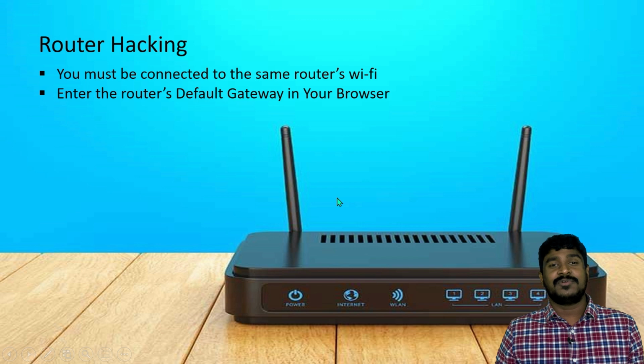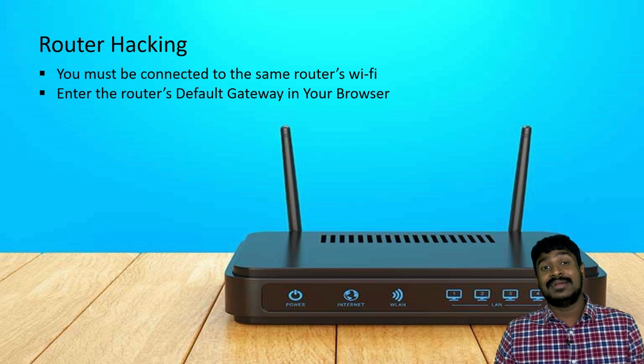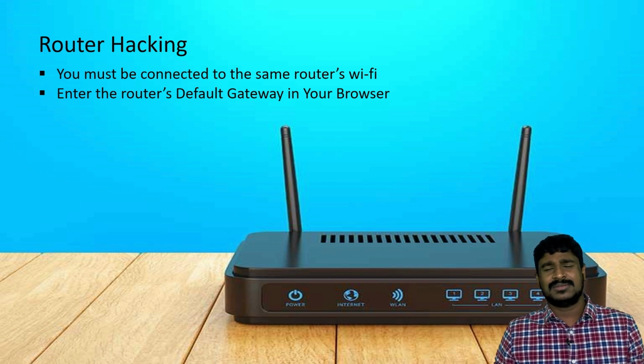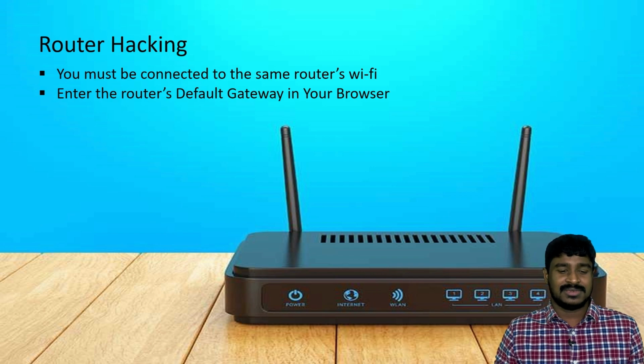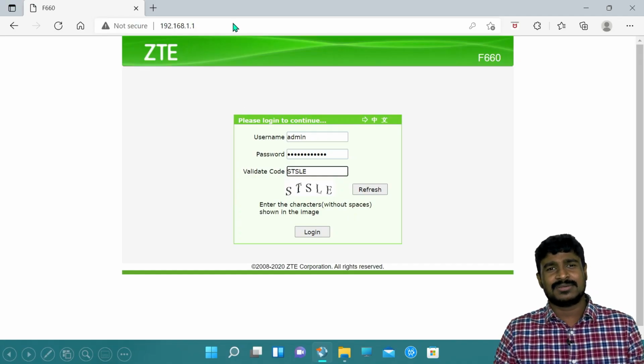The first thing that we have to do is be connected to the same router's Wi-Fi, because when we connect to it, we will get the default gateway. As we know from before, to get the default gateway, just go to command prompt and type ipconfig. When we type ipconfig, we will get the default gateway. Just copy the default gateway and paste it in your browser. It can be Mozilla Firefox, Chrome, or whatever.